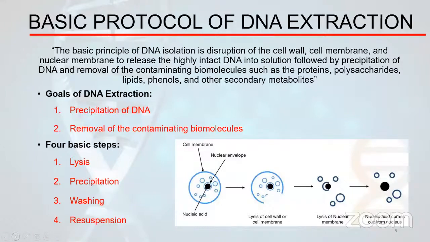Okay, as you can see in the picture, first the cell wall in the case of prokaryotes or plants is damaged so that then the cell membrane can be disturbed and the cell contents are out. Then, in the cell contents, the nucleus is lysed or broken down so that the DNA is available along with other macromolecules such as proteins, carbohydrates, and lipids, which are normally present in one living cell. And then the DNA will be precipitated and washed once or twice to get it in a more pure form, and then it will be stored in a resuspended manner.